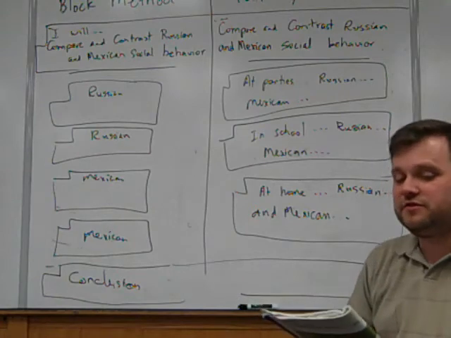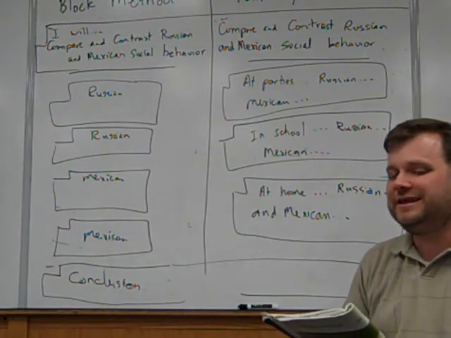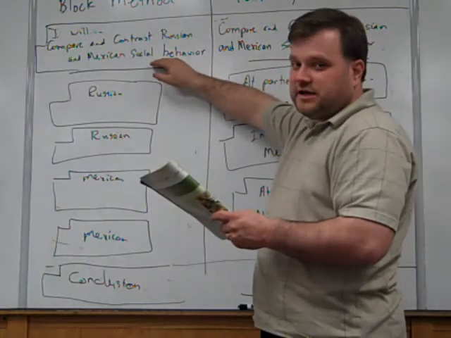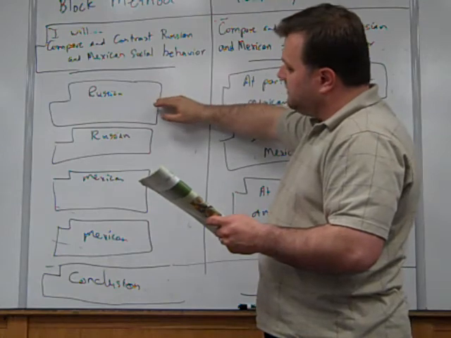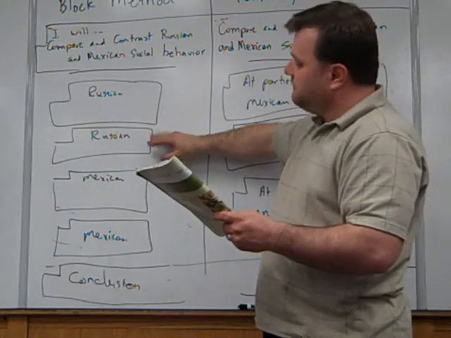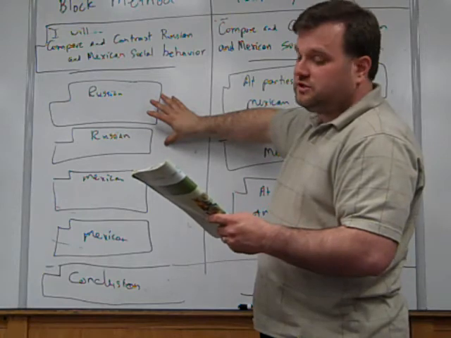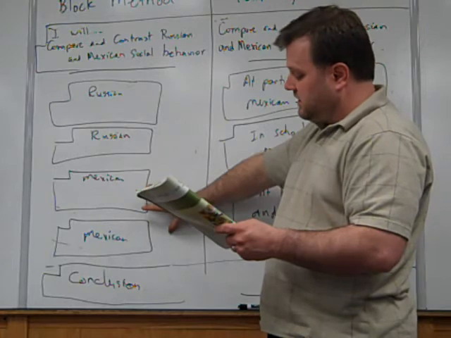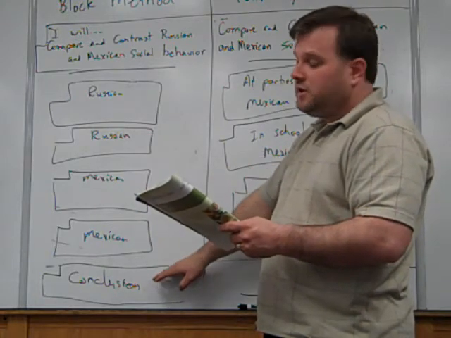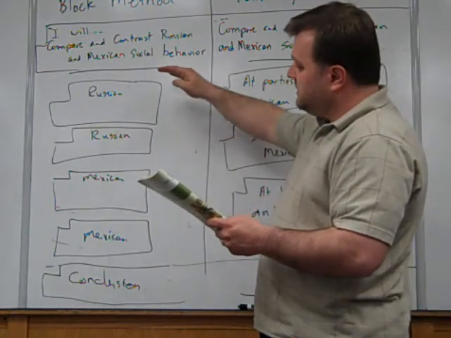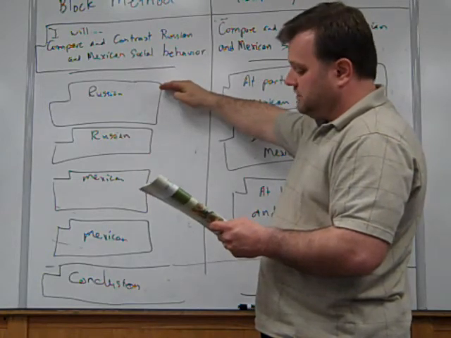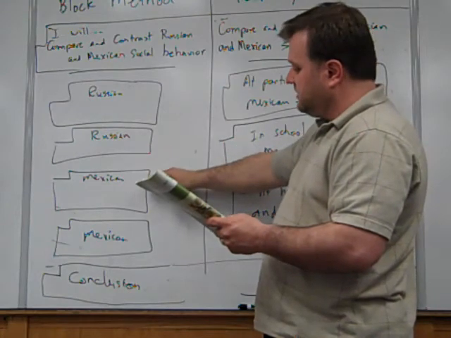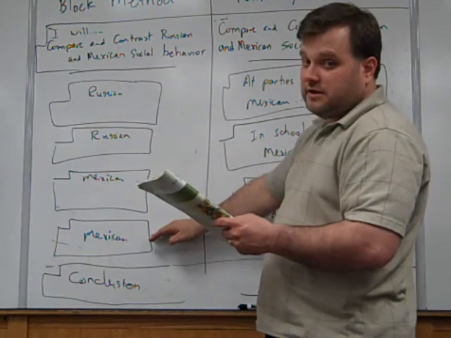So what you end up having with the block method is you cannot write this essay in less than 6 paragraphs. Here's why. First, you're going to have your thesis statement, your introduction. Then you're going to have at least 2, maybe 3 paragraphs that talk only about Russian behavior. Then you're going to have 2 or 3 paragraphs that discuss Mexican behavior, and then you're going to have a conclusion. What you end up having a problem with is this. Let's say you discuss the Russian behavior at parties, and then in school, and then at home. And then I'm going to talk about Mexican behavior at parties, Mexican behavior at school, and Mexican behavior at home.